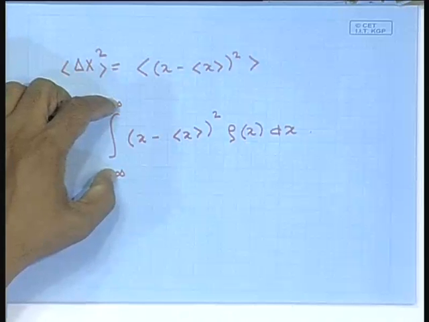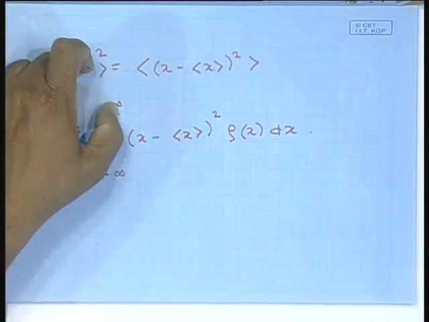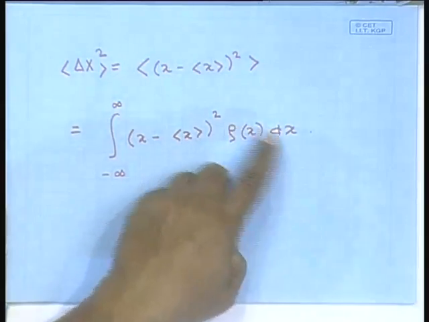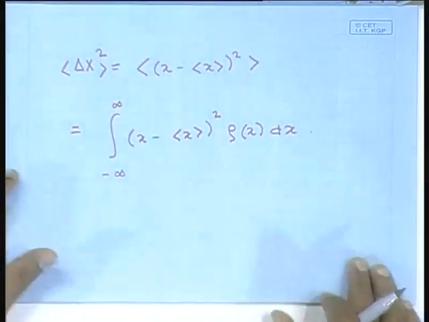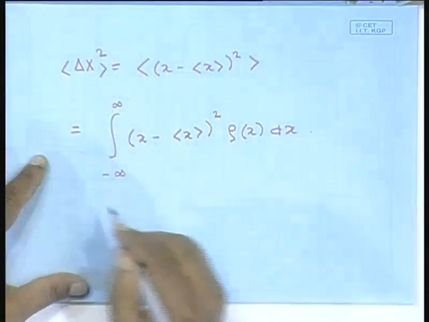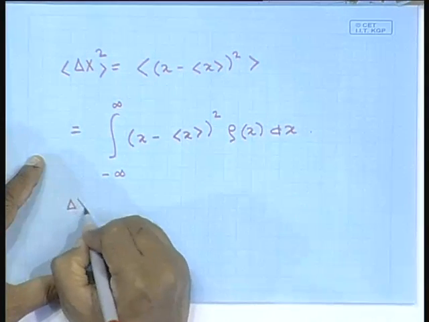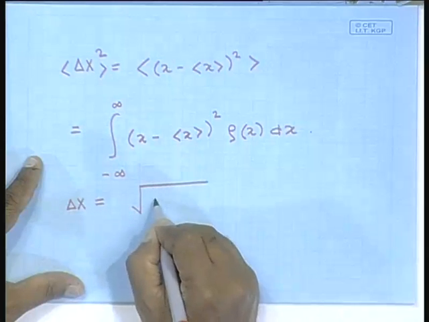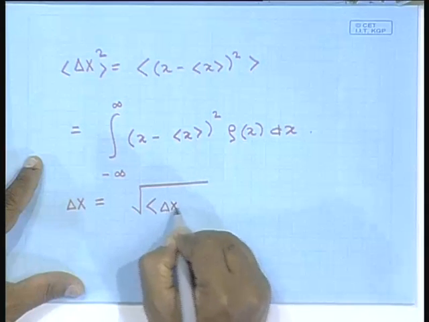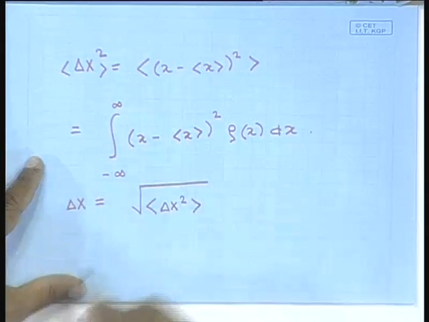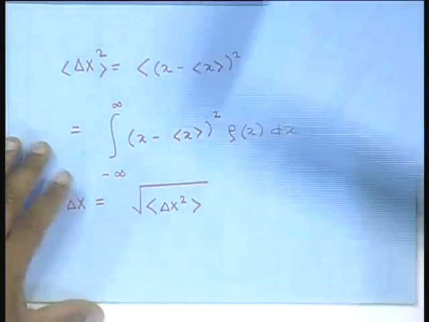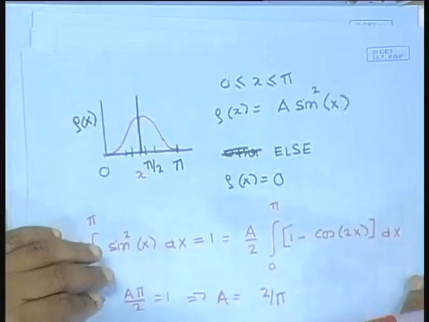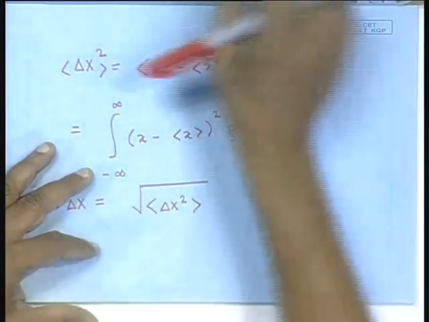In this particular case, you have to do the integral from 0 to pi, x minus the mean value, which is pi by 2, squared, rho x is known, and you have to do the integral from 0 to pi. This will give me the variance. The square root of this will give me the uncertainty in x. This will tell me the spread in the values. The larger the uncertainty, the more is the spread in the values of the outcome.